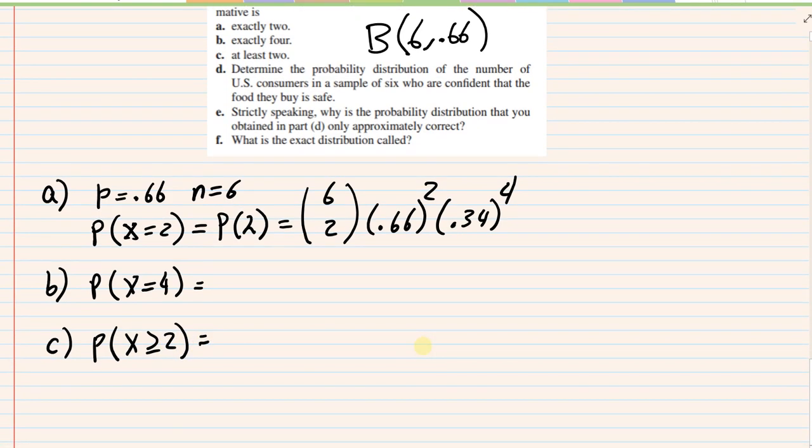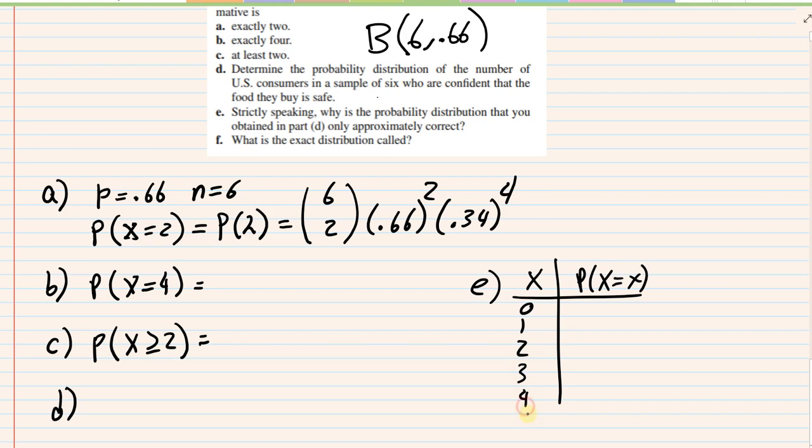In part D, the question is asking us to determine the probability distribution of the number of consumers who are confident in a group of 6. So we want something of this type: probability of X equal little x. X is 0, 1, 2, 3, 4, 5, 6. No success means none of the 6 people are confident the food we eat is safe, or 1 believes it is, 2 believes, 3, 4, 5, or all 6 of them believe the food we eat is safe. We want to figure out the probability distribution.